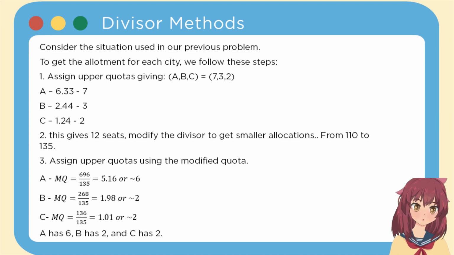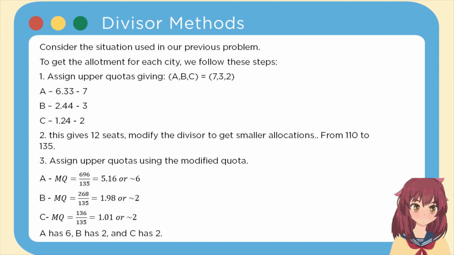Consider the situation in our previous problem. To get the allotment for each city, we follow these steps. Step 1. Assigning upper quotas. You can remember that the standard quotas obtained are 6.33, 2.44, and 1.24. Rounding them up, we get 7, 3, and 2. But since these numbers give 12 seats, we modify the divisor to get smaller allocations.